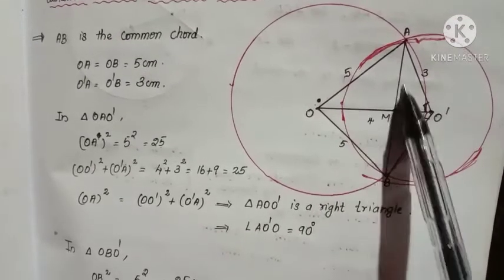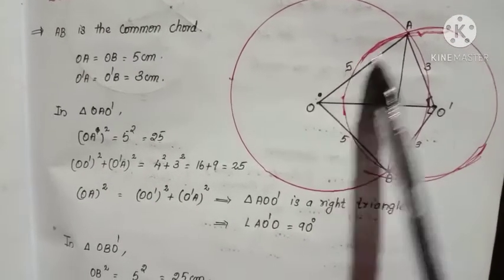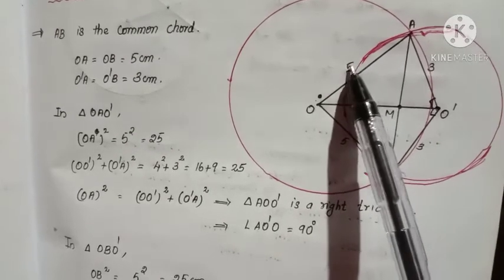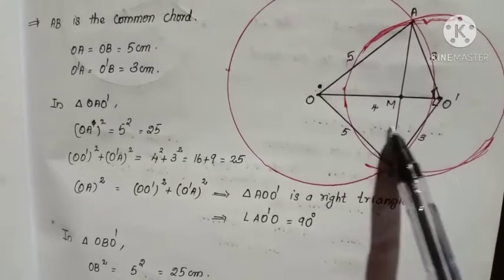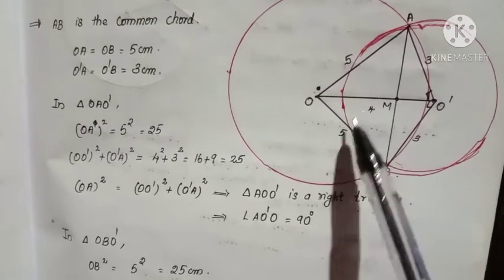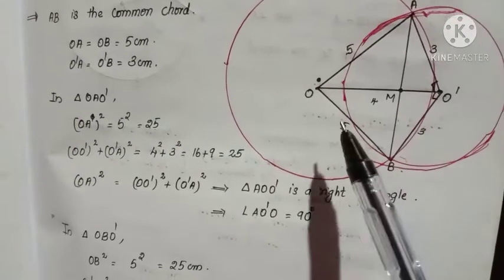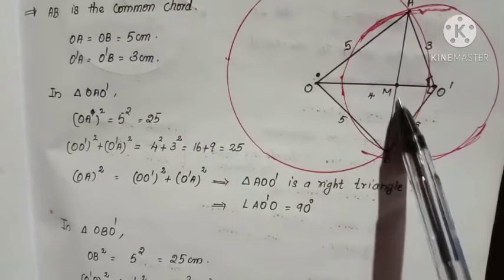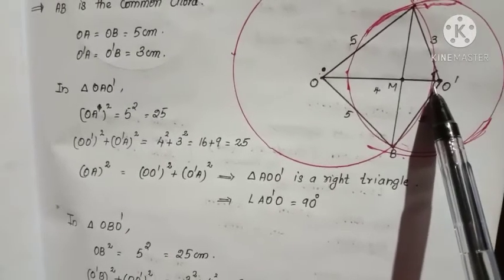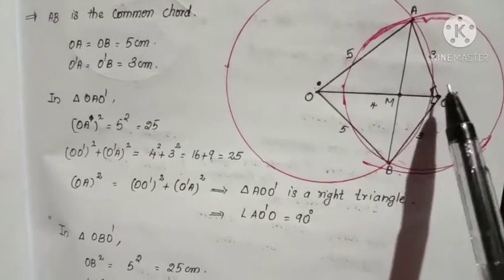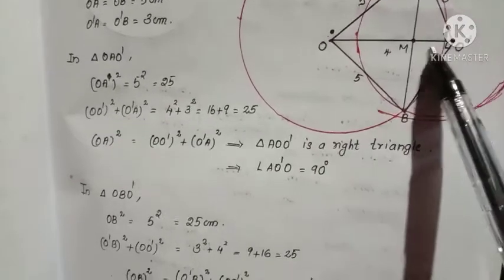This result means the Pythagoras theorem: base square plus altitude square equals hypotenuse square. So 5 is the longest side, and therefore this angle is equal to 90 degrees. Similarly, this side is 3, this side is 4, this side is 5. So 4 square plus 3 square is 25. In this triangle we can apply Pythagoras theorem, and therefore this angle is 90 degrees. So angle AO'O is 90 degrees, and BO'O is 90 degrees.